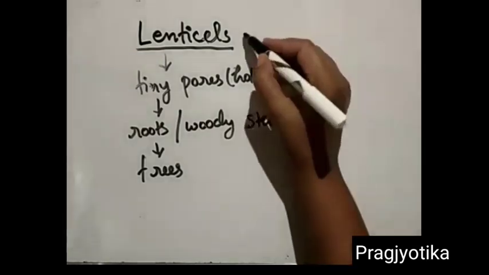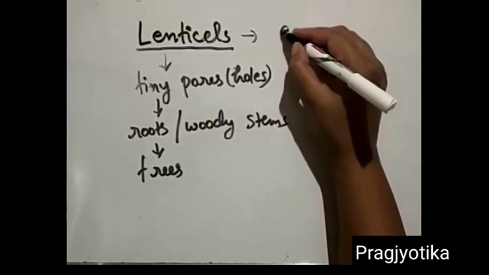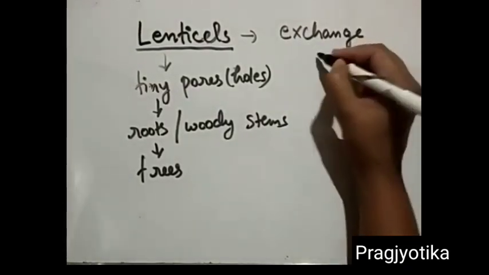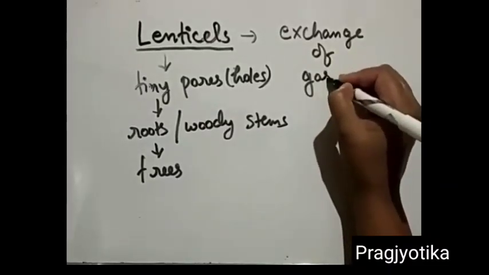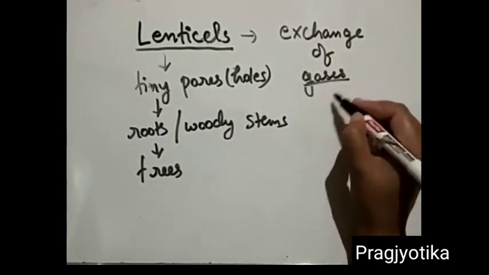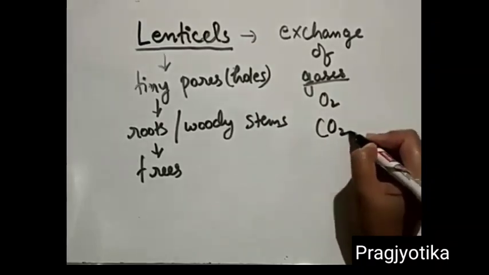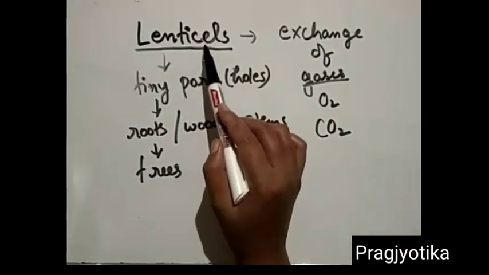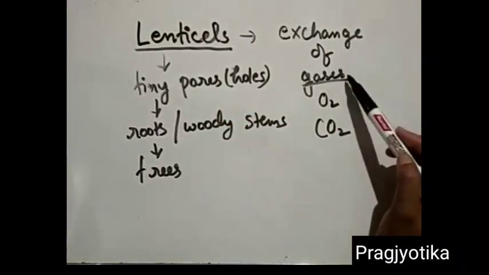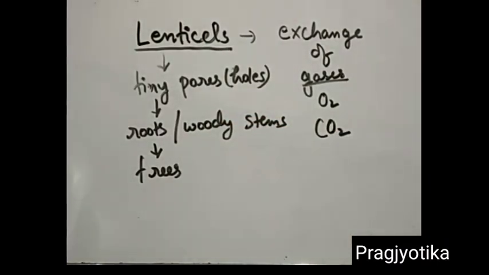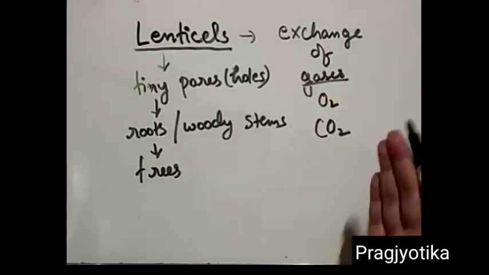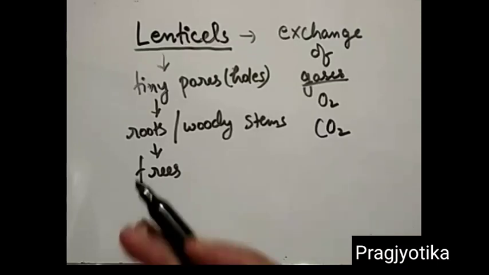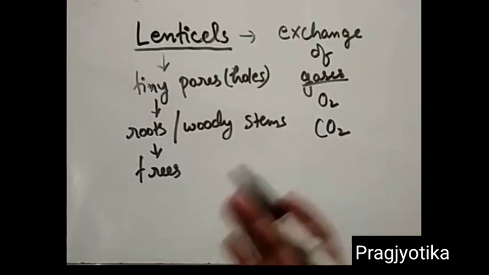The main function of lenticels is to allow gases to pass through them. Lenticels help in the exchange of gases, and these gases are oxygen and carbon dioxide. Just like stomata, lenticels also help in the exchange of gases, and they also help in transpiration, the process of removal of excess water from the surface of the plant body.